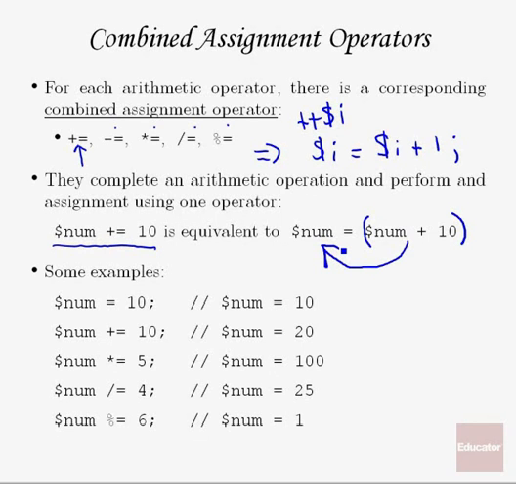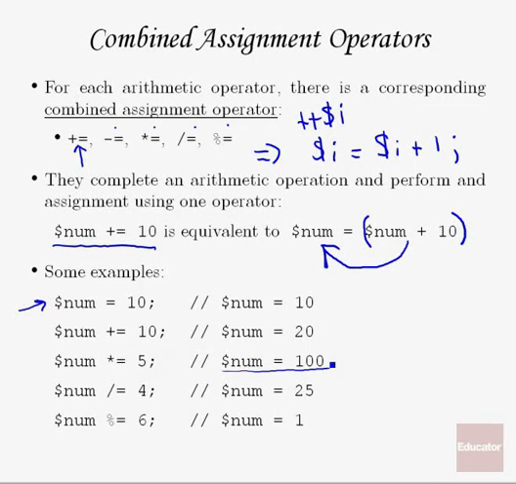So here are some more examples. If we start off with num equals 10, and then we do num plus equals 10, at the end of this statement the value of num is going to be equal to 20, because we've taken num's value, which was 10, added 10 to it, and reassigned it back to num. Now, if we use the multiplication combined assignment operator, this says take num, multiply it by 5, and then store the result back in num. Up here, num was equal to 20 at the end of the last statement. So 20 times 5 is 100. At the end of this operation, num equals 100.